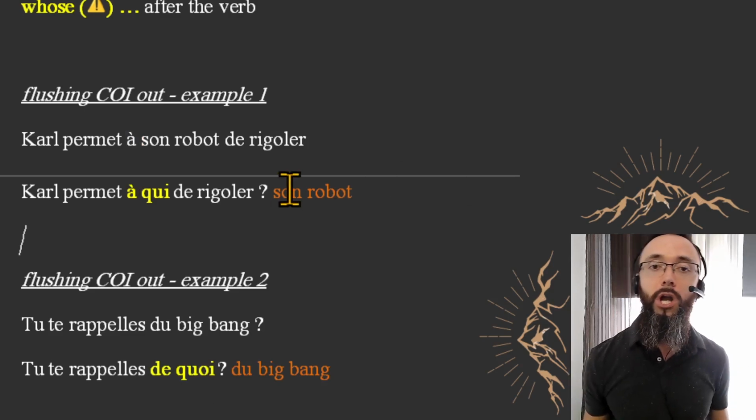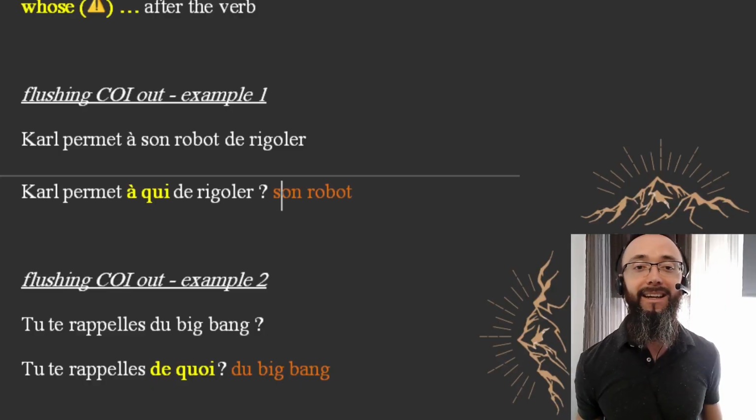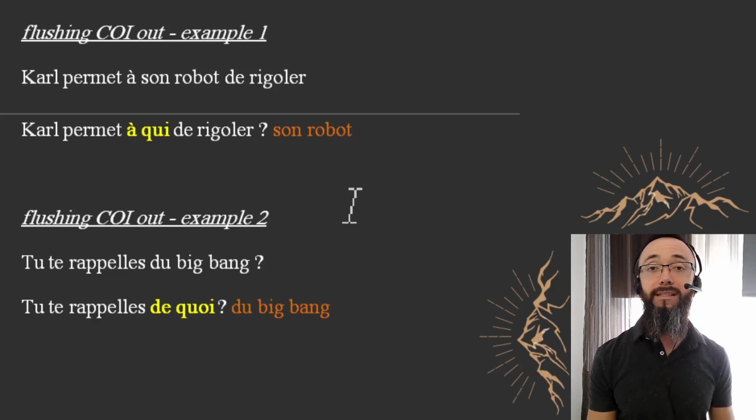À son robot. Son robot devient COI. Or it's always been a COI, but now you know it is a COI. You've done a great job at spotting out who did it, who was the murderer, or the COI. Flushing COI out, example 2.